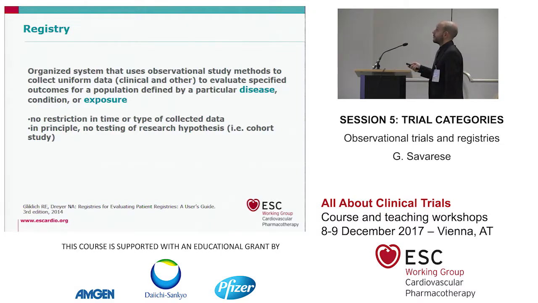So now we talk about registries. Registry studies are nothing more than cohort studies, so we need to define registry. A registry is an organized system that uses observational study methods to collect uniform data, clinical or other, to evaluate specified outcomes for a population defined by a particular disease, condition, or exposure. There is no restriction in time or type of collected data, so really few inclusion and exclusion criteria. In principle, there is no testing of research hypotheses.